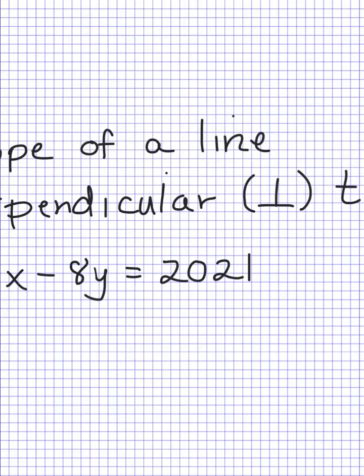So real quick question, I don't need to graph anything here, it just says find the slope of a line perpendicular to 2x minus 8y equals 20, 21. Well, again, I need to find the slope of this line and then look for its perpendicular slope. Same old idea, I'm going to solve for y.